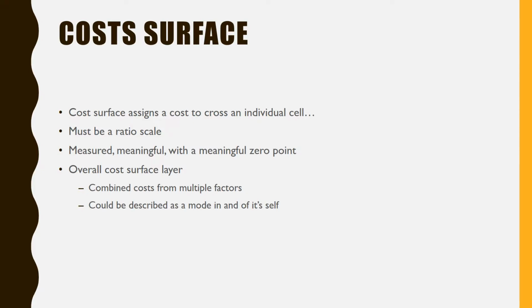Cost surfaces are just that. They're typically a raster surface that assigns some cost to individual cells. In other words, to go across this cell, there is a cost. Is that a cost in time? Is it a cost in effort? It doesn't matter. It's a cost. Typically, they're measured on a ratio scale, and they have to have a meaningful 0 point. Overall cost surface layers are things like combined costs for multiple factors. It could be described as a model in and of itself, but that's an entirely another argument.